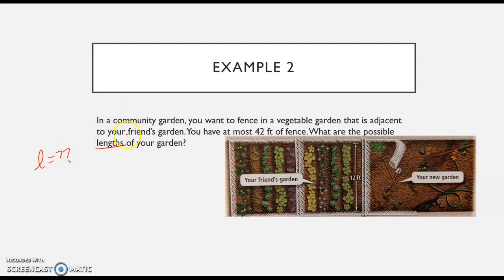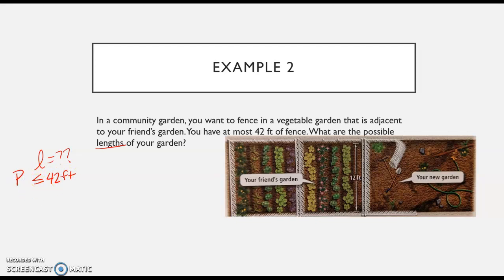So we don't know length. So now I go back. We're building a community garden. We want to fence in this vegetable garden. It's adjacent to my friend's garden. So here's friend's garden. You have at most 42 feet. So I have to be less than or equal to 42 feet of fence. That's my perimeter. All right?